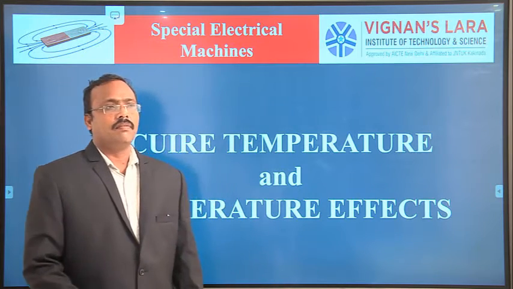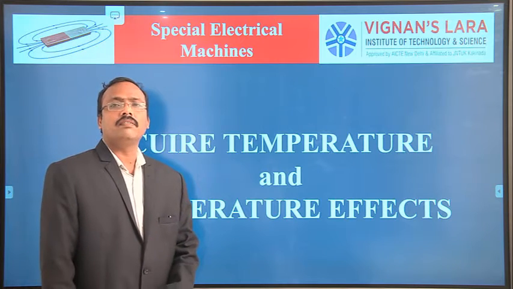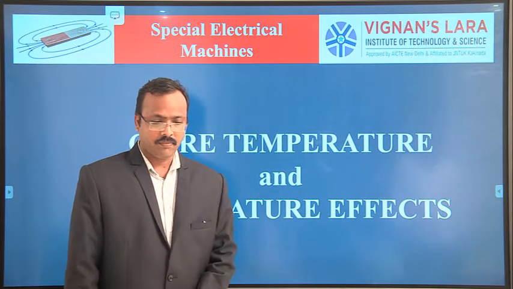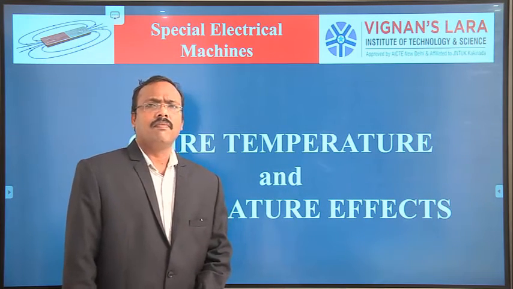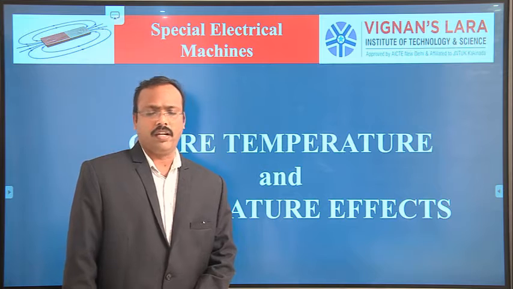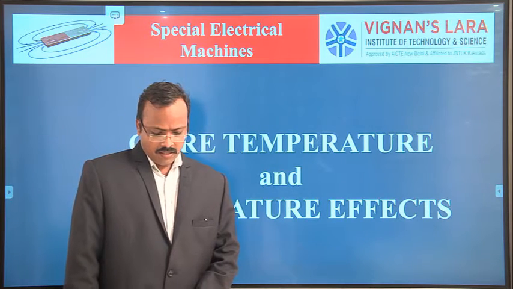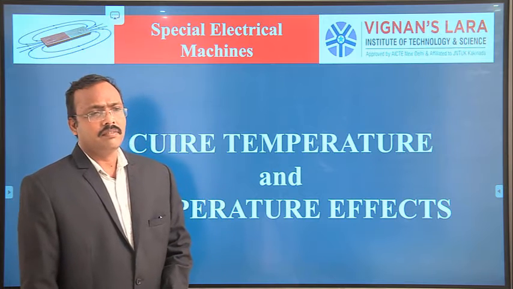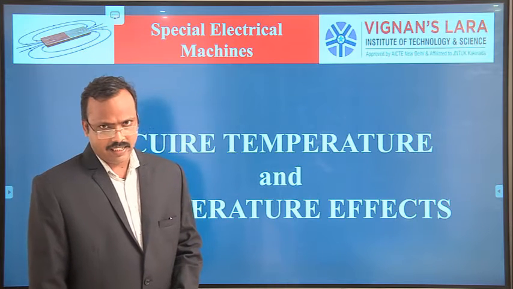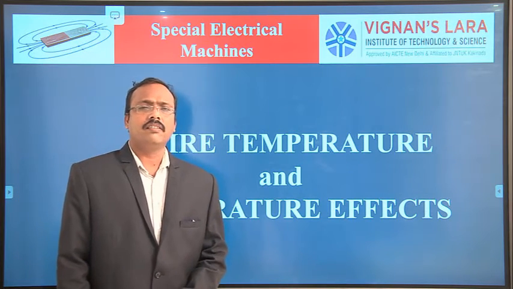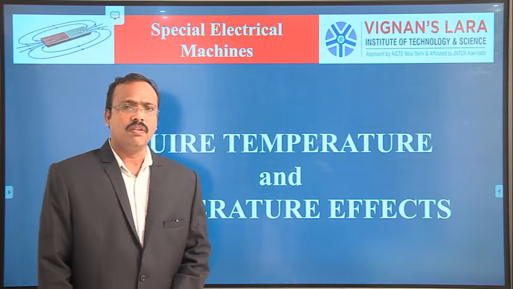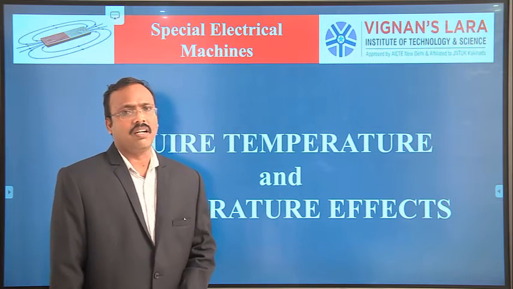Today's class we are going to discuss Curie temperature and temperature effect on permanent magnet materials. In the last class we discussed the minor hysteresis loop and recoil line. For many practical applications, for example, designing of motor and generator, we are not considering the major hysteresis loop. We consider only the minor hysteresis loop while designing motors and generators.